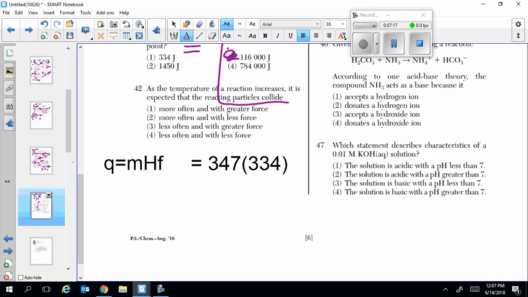So if you increase the temperature, you're making these molecules move faster. So they're going to definitely collide more often. And if you increase the temperature, they're moving faster, so it's going to be with more force.